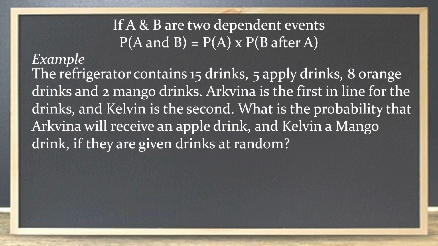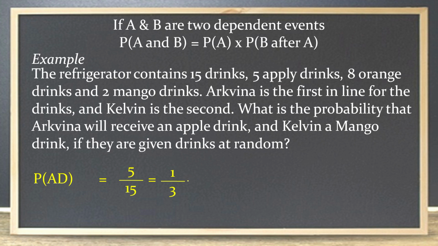Okay, so let us see what we do here. We are going to find the probability of the apple drink that is received by Avina, and we have 5 apple drinks divided by 15. So we have 5 divided by 15, and 5 into itself is 1 time. 5 into 15 is 3 times. So we have 1/3 as the probability for Avina receiving an apple drink.